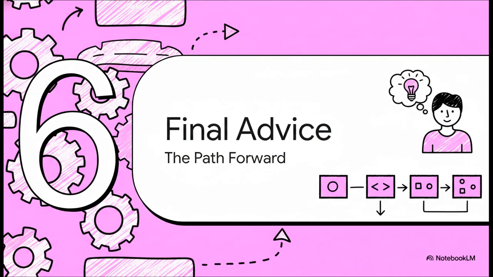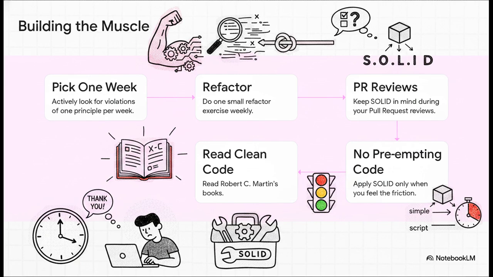Section 6. The architect's final advice. So how do you actually build this into your muscle memory? First, pick just one principle per week and actively hunt for violations in your codebase. Second, do one small refactoring exercise weekly. Take a tangled function and isolate it. Third, keep SOLID in mind during your pull request reviews.